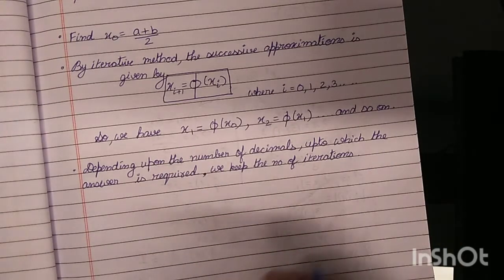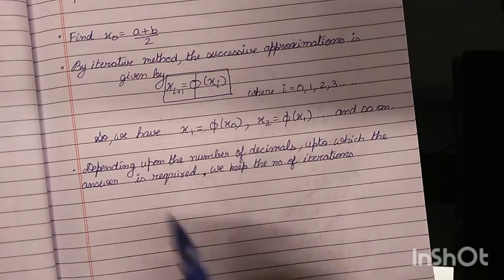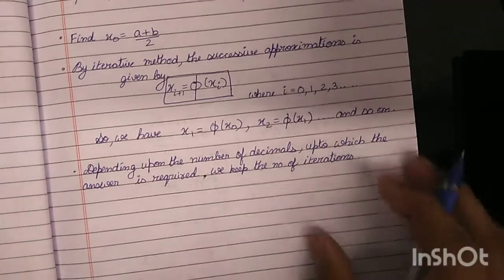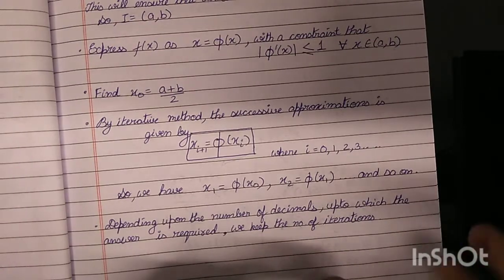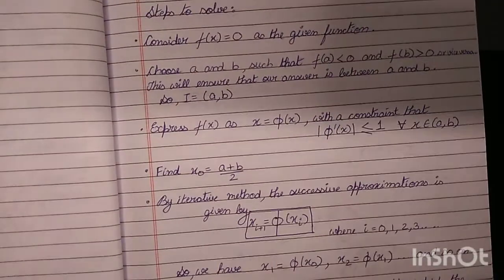Now in the question it will be mentioned that the answer should be correct up to 2 decimals, 3 decimals, 4 decimals and so on. Depending upon that, we have to find the answer and the number of iterations will be fixed. Let us solve this and understand this method using a particular example.